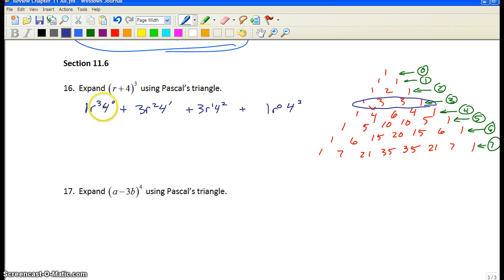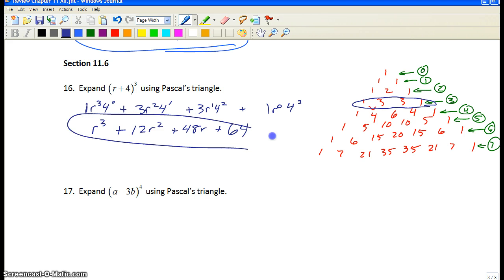So when we're expanding it, we just simplify all this stuff out. It's r to the third, 4 times 3 is 12, r squared, 16 times 3 is 48r plus 4 to the third, 64. And that is the binomial expansion, a very quick way to expand something to some higher power.